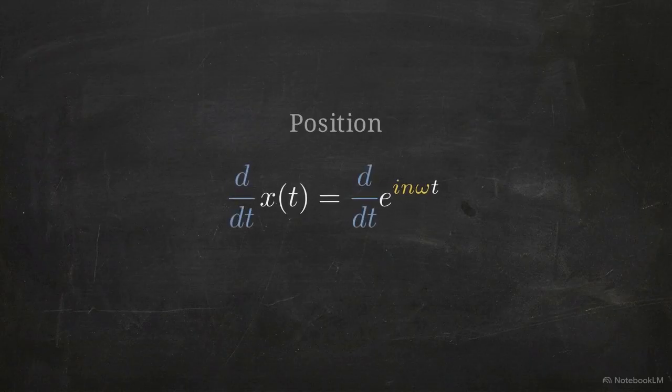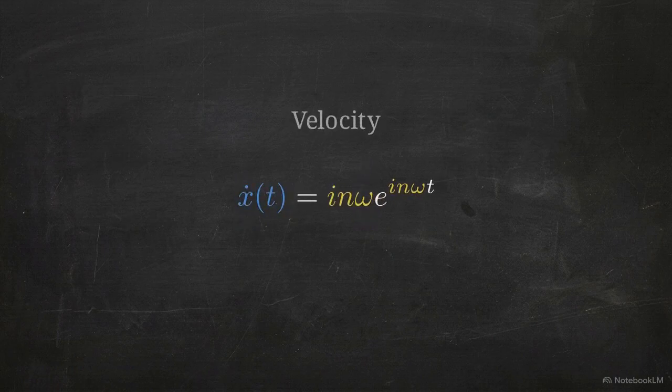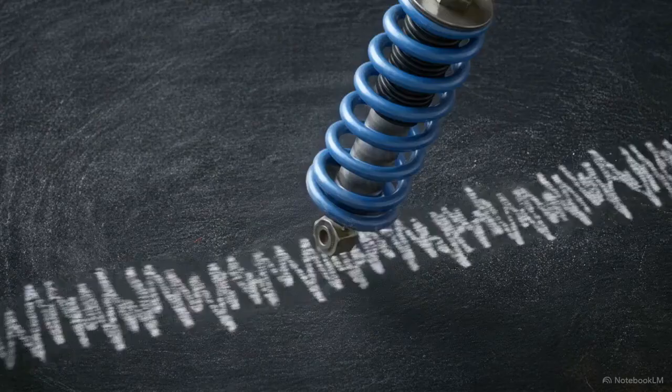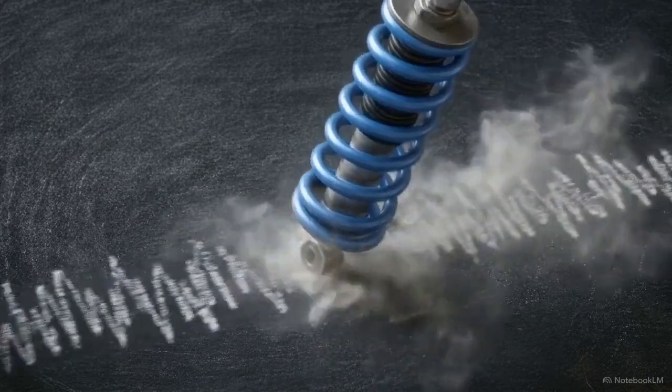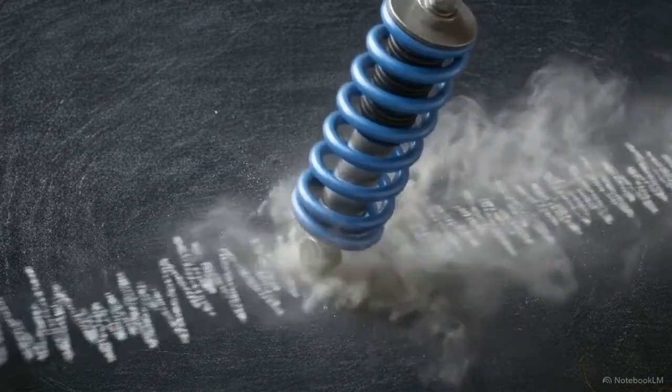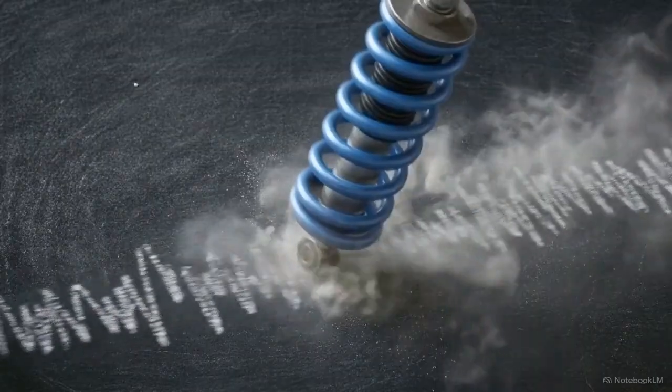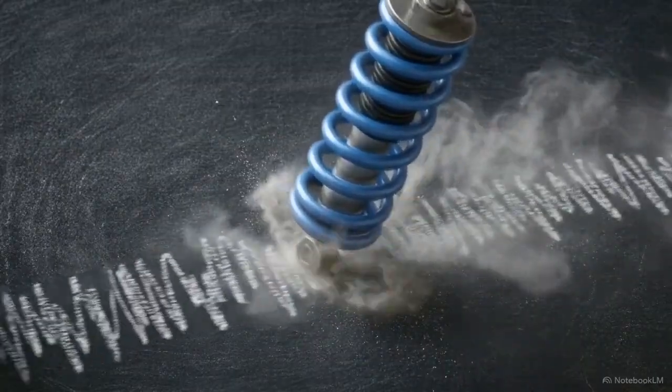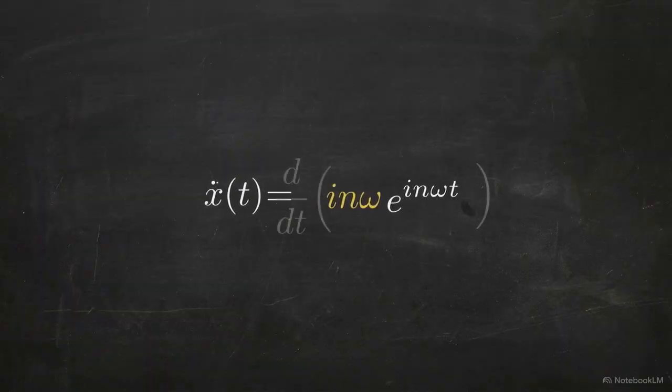When we take the first derivative to find the velocity, differentiating with respect to time simply pulls down the constant from the exponent. The velocity, x dot, is now just i n omega multiplied by the original term. In physical reality, this tells us that as the frequency of the road bumps increases, the mechanical velocity of the suspension gets exponentially larger. To find the acceleration, we take the second derivative.